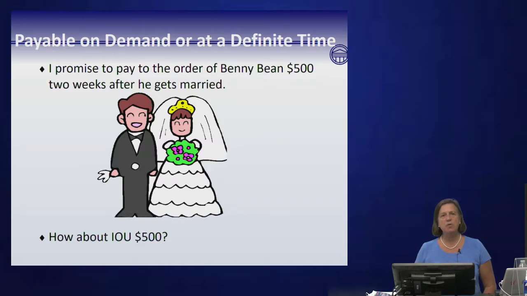Payable on demand or payable at a definite time. Is this payable at a definite time? I promise to pay to the order of Benny Bean $500 2 weeks after he gets married. Is that payable at a definite time? No, we don't know if Benny will ever get married. How about this? I owe you $500. Is that payable at a definite time? No, thus not a negotiable instrument.